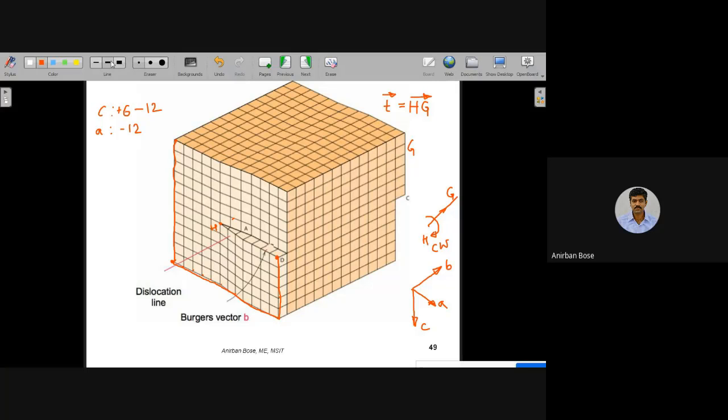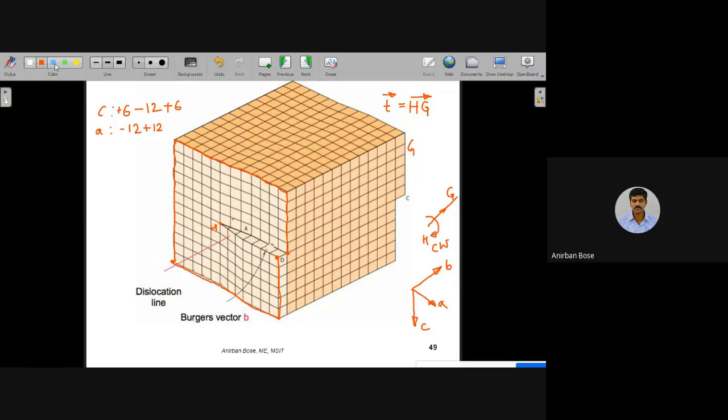Okay. Then from here in the A direction, 1, 2, 3, 4, 5, 6, 7, 8, 9, 10, 11, 12. So in the A direction, we have moved plus 12. Okay. Now in the plus C direction, 1, 2, 3, 4, 5, 6. So plus 6 in the C direction. So Burger net displacement is 0.